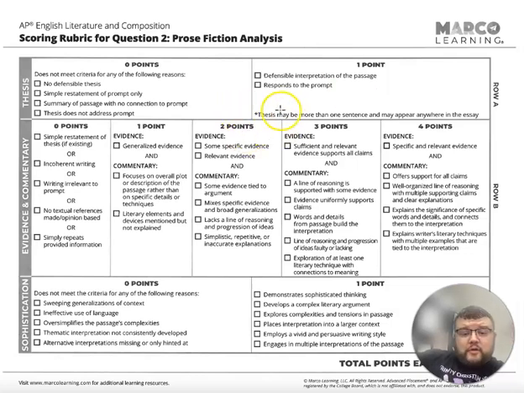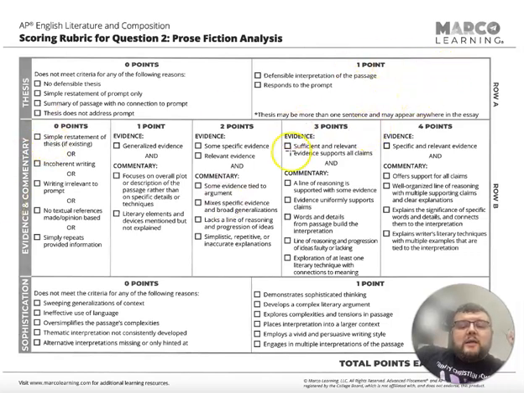You will notice down here in this asterisk, it's a little small: the thesis may be more than one sentence and may appear anywhere in the essay. So you do have the ability on the exam to have more than one sentence. I'm always going to encourage you to just give me the one, but if you do happen to go over, depending on who your grader is, it's not going to be your make or break, okay? So that's going to be that first point. Again, this one's usually pretty easy to achieve.